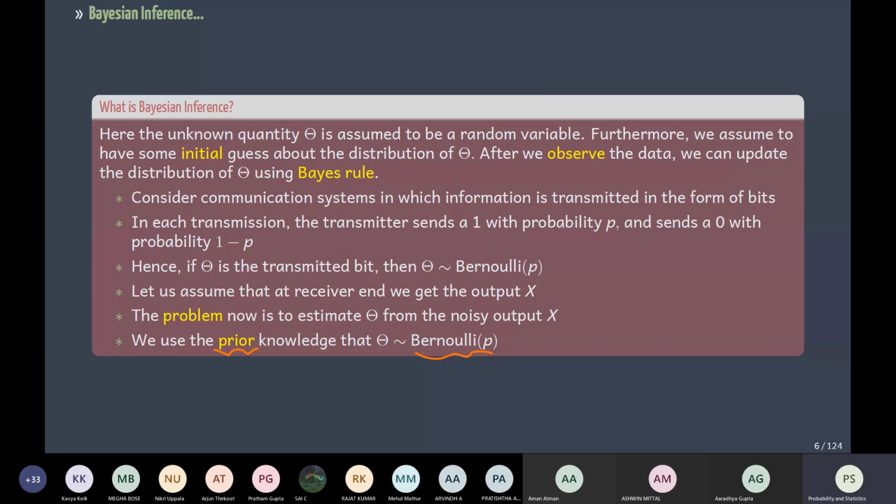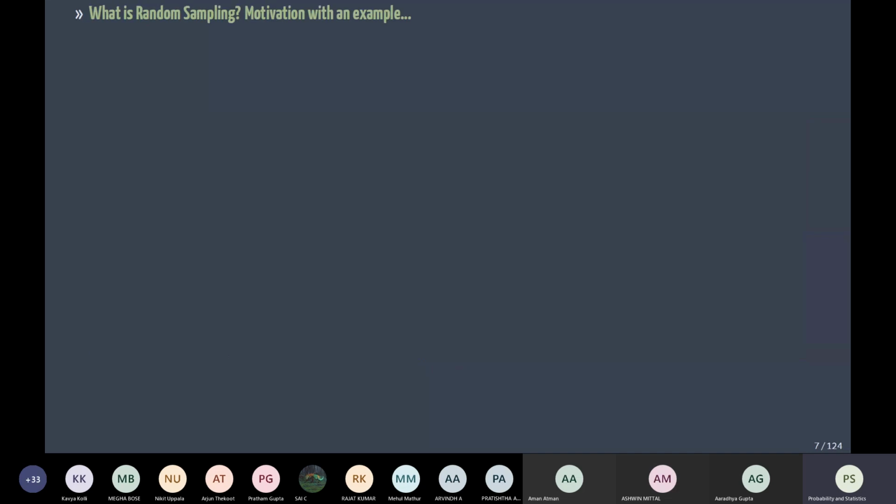We will come back to Bayesian inference a bit later. Let us get into the classical inference first, and then we will do the Bayesian inference in more detail. If you don't understand it now, it's fine. You can come back to it later.